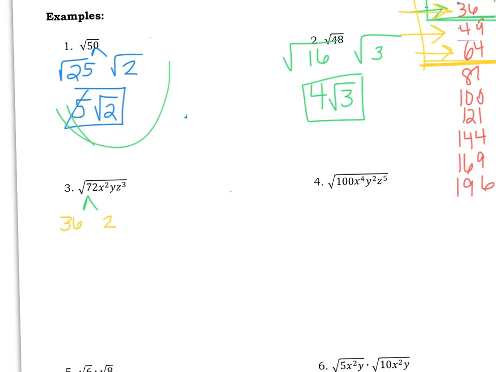36 and 2. Square root, square root. Square root of 36 is 6. Square root of 2? Square root of 2, because there isn't a square root of 2. It's a decimal. So now I'm going to deal with variables.